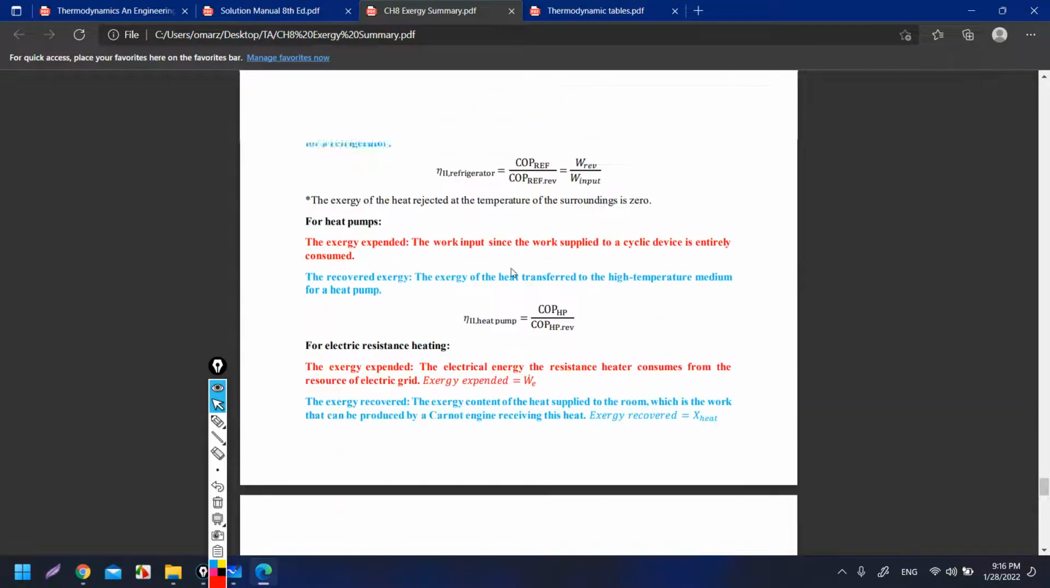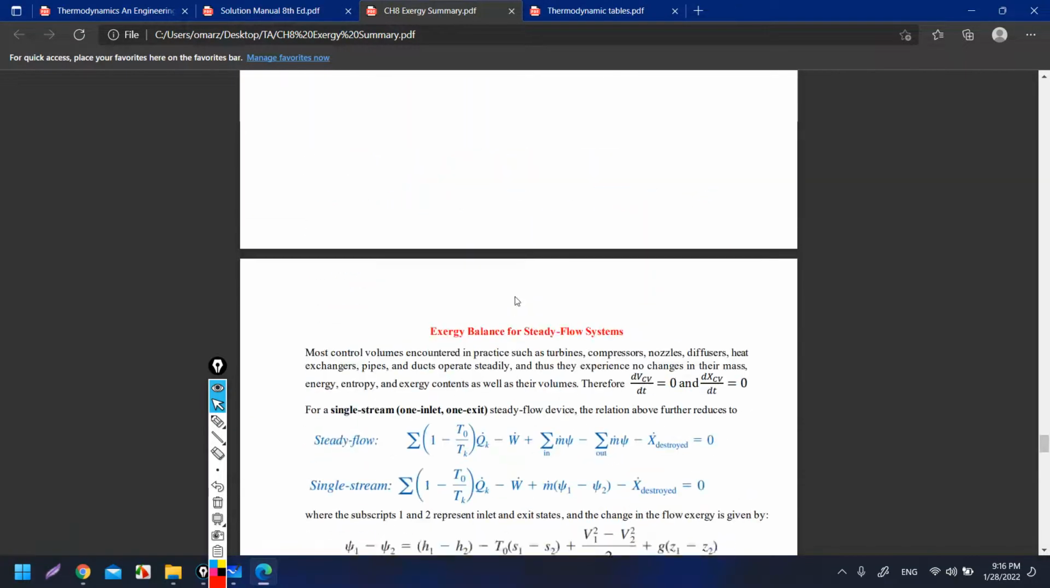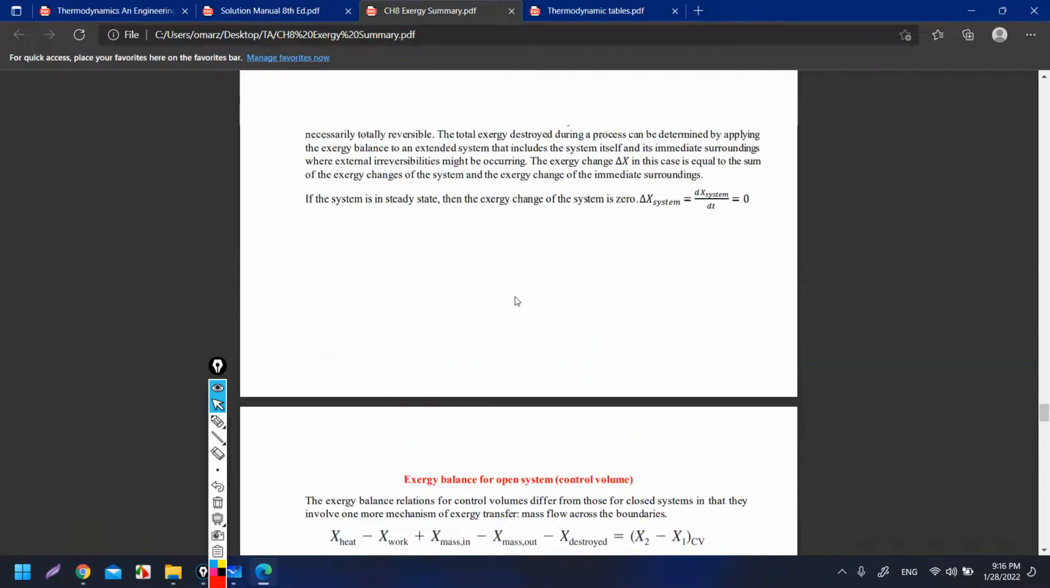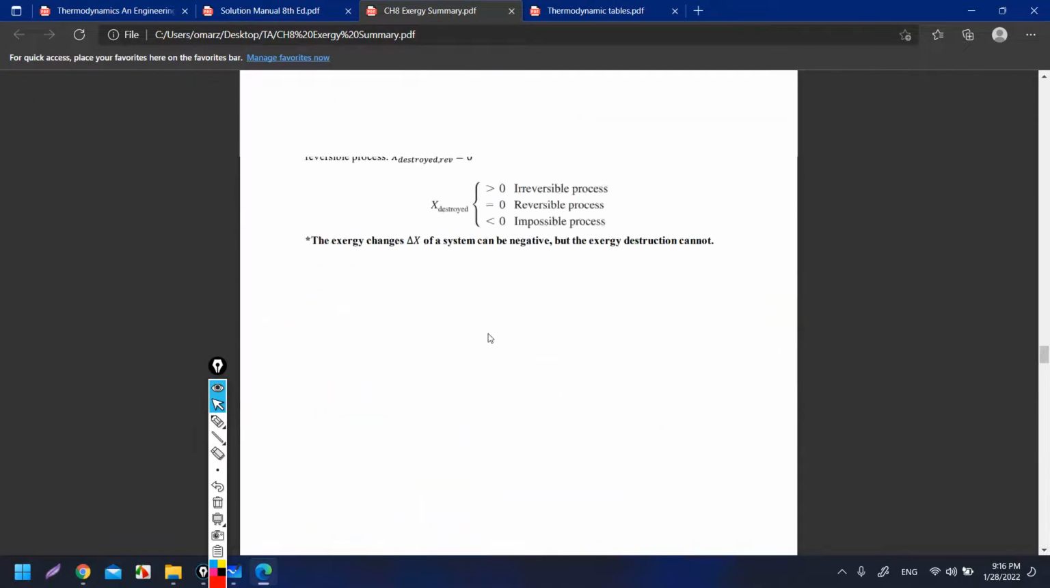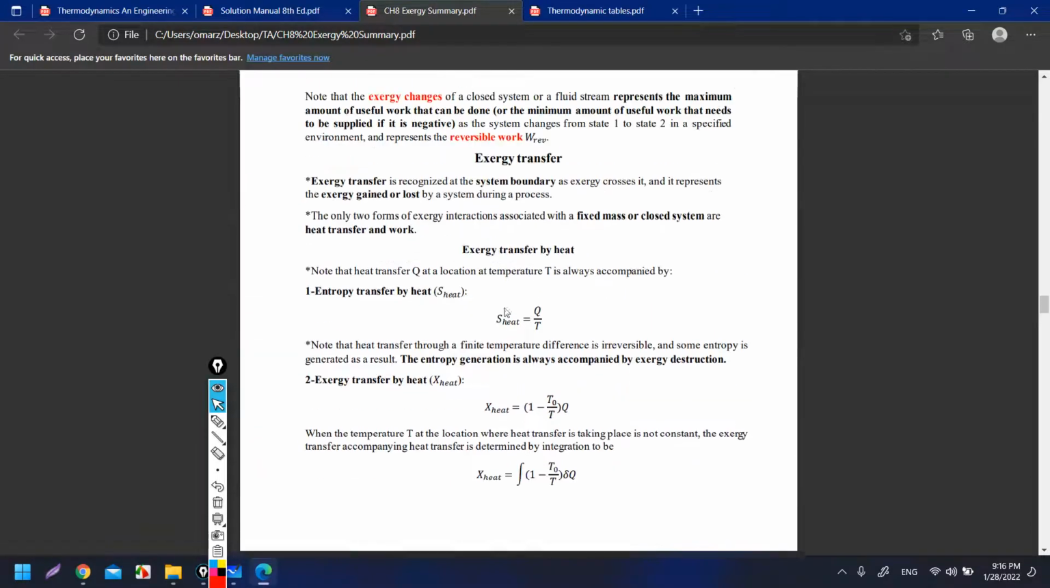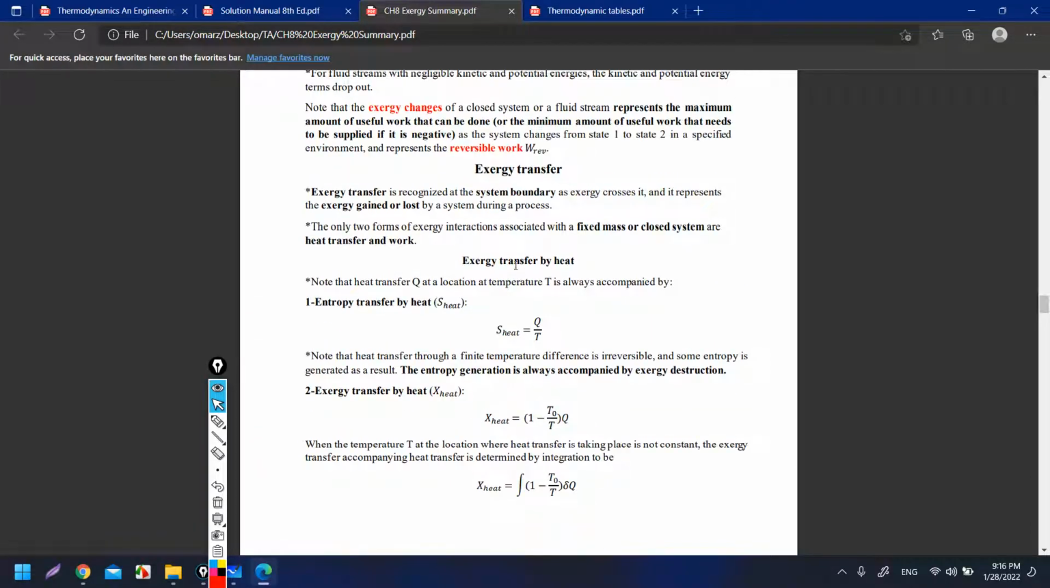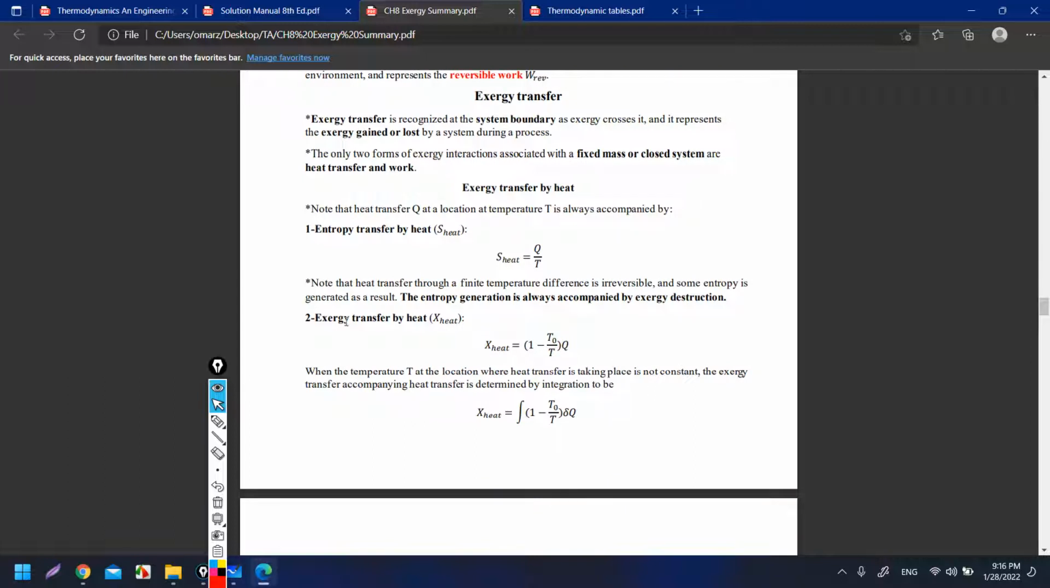So what is the exergy of a heat transfer? You have exergy transfer for mass transfer, work transfer, and heat transfer. Here you will find exergy transfer. Exergy transfer by heat, that is the equation of exergy transfer by heat, almost like this.